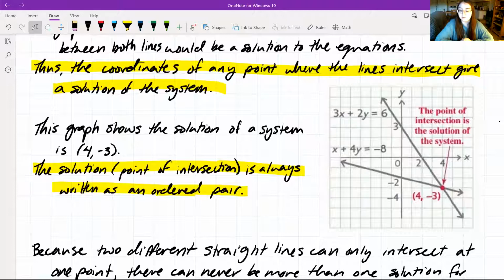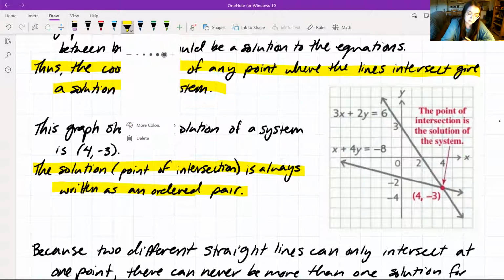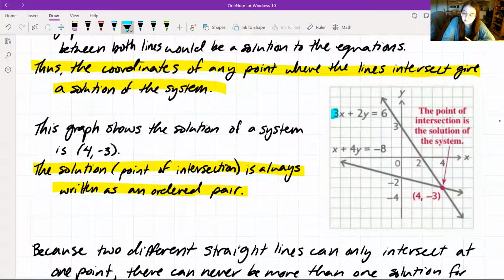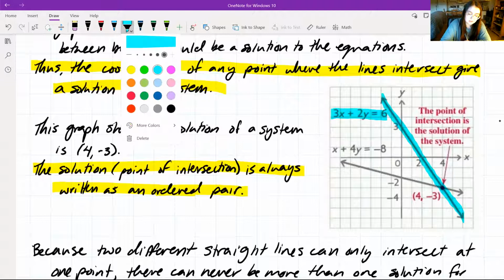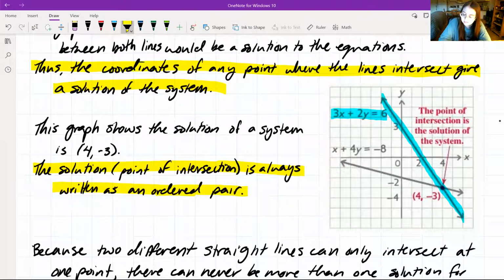So in our picture here, we have our one single plane. So we have our y-axis and our x-axis, and we have 2 equations given. We see we have 3x plus 2y is equal to 6, which is indicated by our line here. And then we have x plus 4y is equal to -8, which is indicated by our line here. So this graph shows the solution of a system is (4, -3), just like in our last problem.